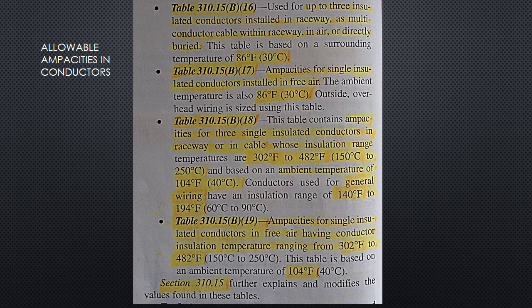Section 310.15 further explains and modifies the values found on these tables. To find the ampacity of a conductor, simply read down the vertical column indicating the type of conductor, its temperature rating, and the insulation type to the horizontal row indicating its size. Normally, conductors are selected for a known load. The ampacity of the selected conductor must be greater than or equal to the specified load.